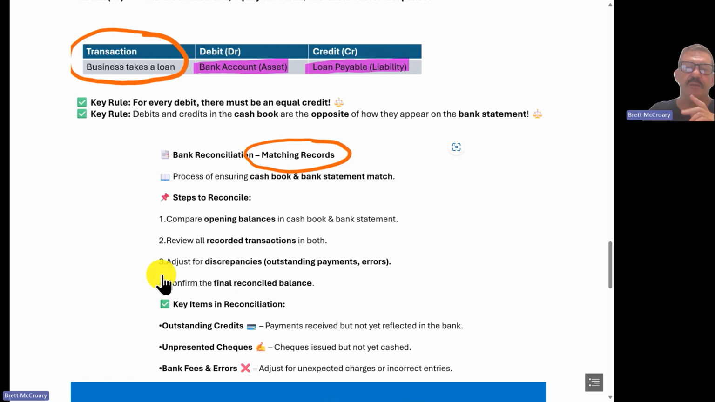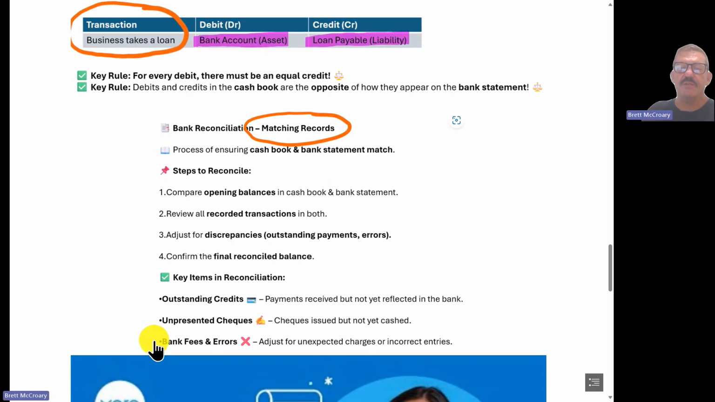There's a couple of terms here which are a little bit old school, but they're good for those that actually have a crack at doing a bank reconciliation. Outstanding credits are payments received but not yet reflected in the bank statement or within the bank. And unpresented checks are monies issued but not yet cashed. Be mindful of bank fees and errors. You need to adjust for any unexpected charges or incorrect entries. Remember, you do not need to do these anymore. This is sort of old school, but it just gives you an understanding of how you set it up.